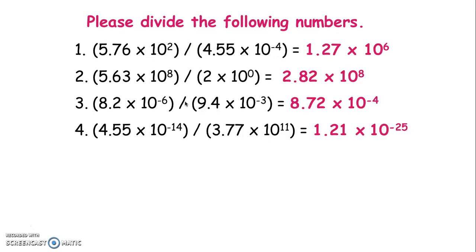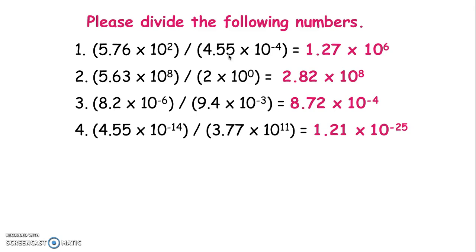Alright, so I hope that when you divided these, these are the answers that you got. 5.76 divided by 4.55 is 1.27, and then 10 to the 2nd divided by 10 to the negative 4th. So keep change opposite, we get 10 to the 6th, so 1.27 times 10 to the 6th power.